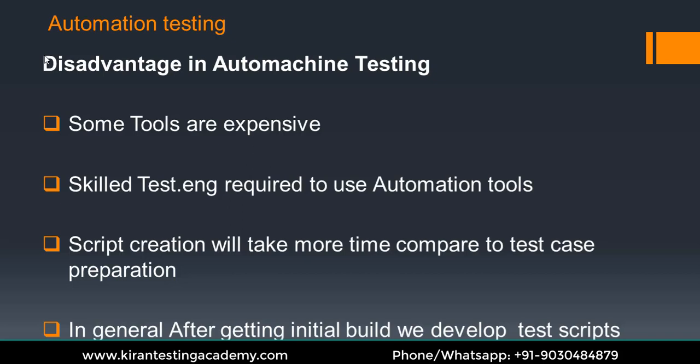Next, to automate, you need to have skilled employees. Skilled test engineers are required, and skilled test engineers are paid high. The cost to the project and the cost to the company increase. This is also one of the limitations, not a major limitation, but it is also one of the limitations.